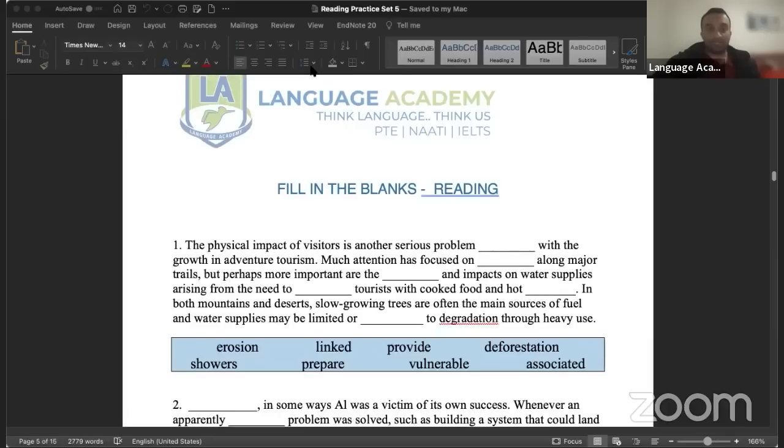First one, the physical impact of visitors is another serious problem dash with the growth in adventure tourism. Okay, now he's talking about adventure tourism and the physical impact of visitors. So when visitors go to a particular area or particular spot, serious problem dash with the growth in adventure tourism. Dash with something like linked, right? You can't say linked with, we just discussed that. We will say linked to. So the other word which is there is associated. So the right answer will be associated with, just like comply with we discussed.